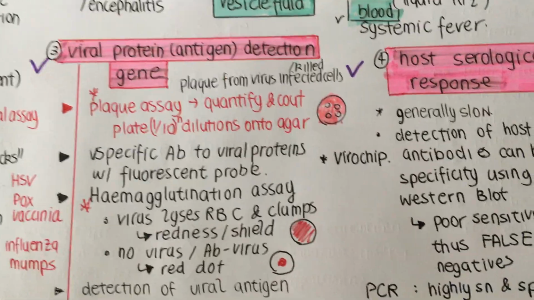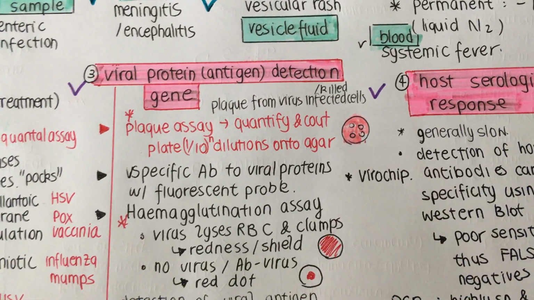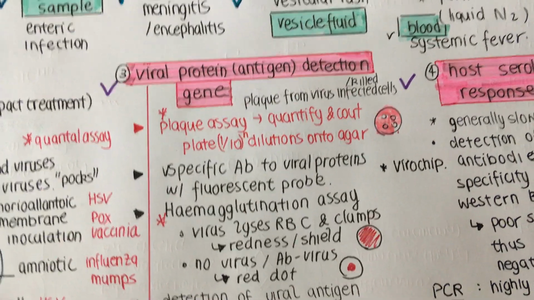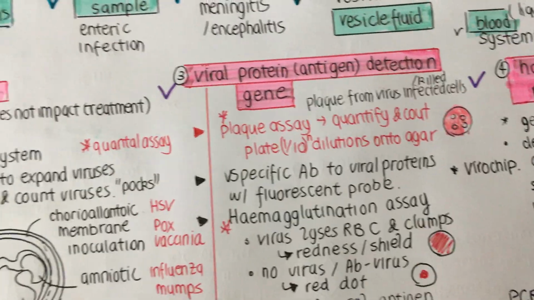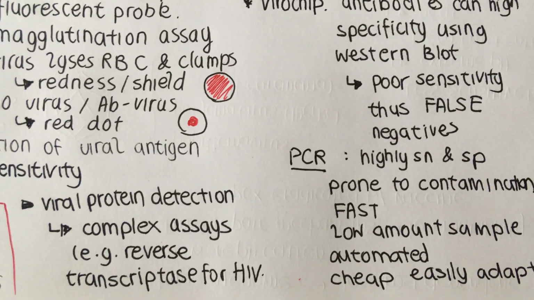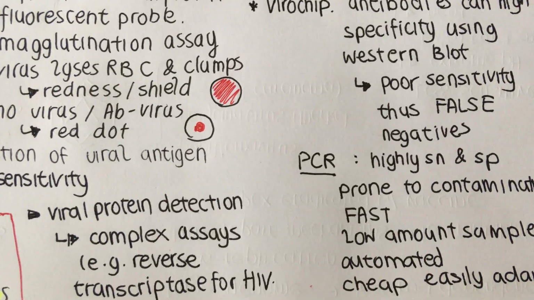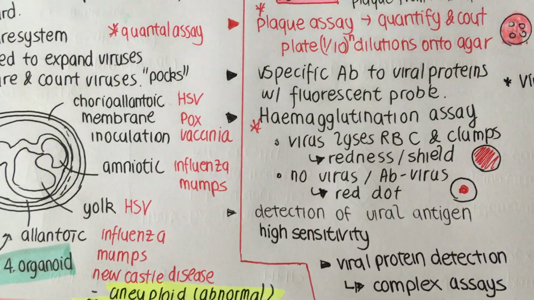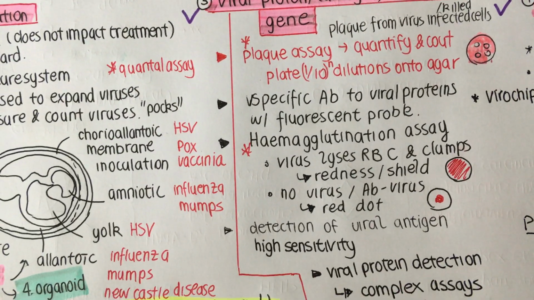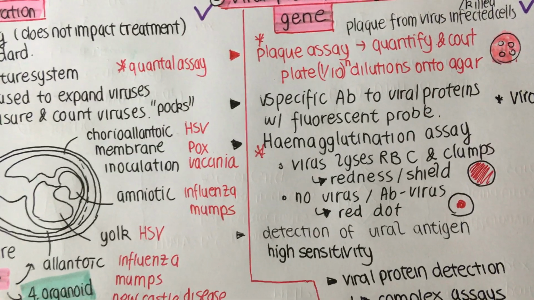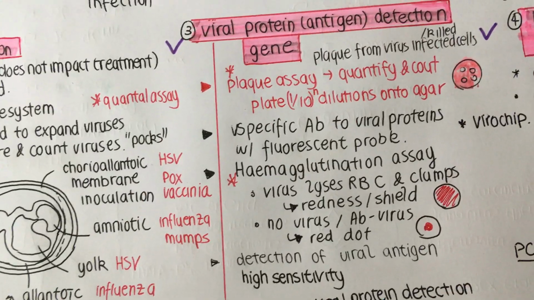specific. To be more specific, you can look at the viral protein antigen or the viral genes. You can look at the viral genes, either RNA or DNA, using PCR, which is very sensitive and specific, and also very fast, but this process is prone to contamination. You can also look at the viral proteins, but this is a very complex assay. Nonetheless, it is highly sensitive. There is the risk of false positives though.